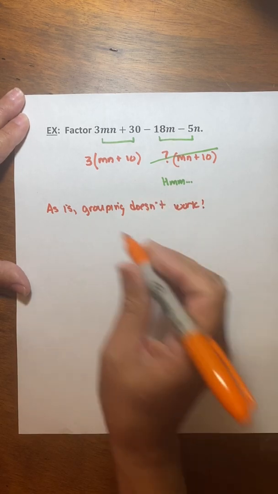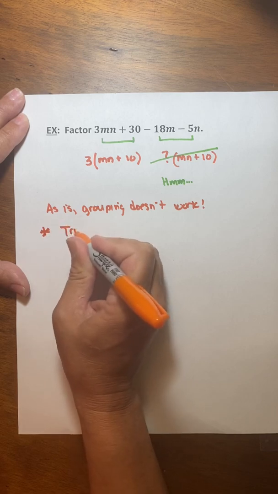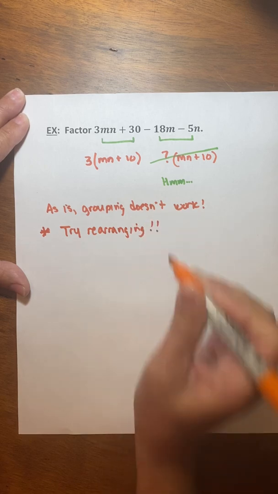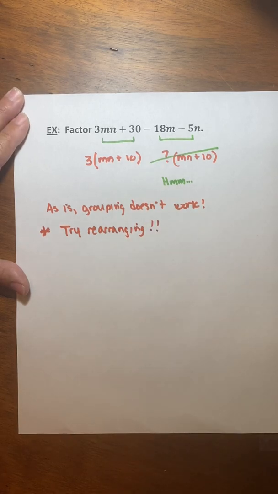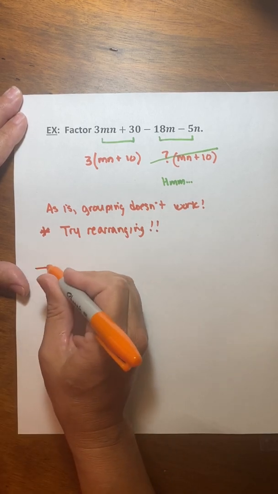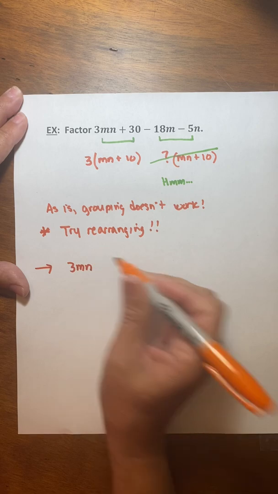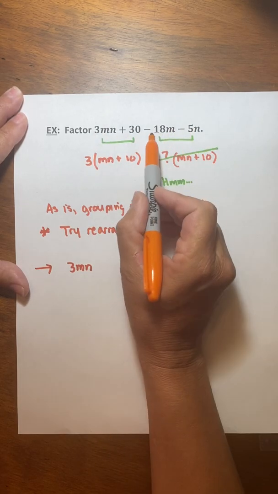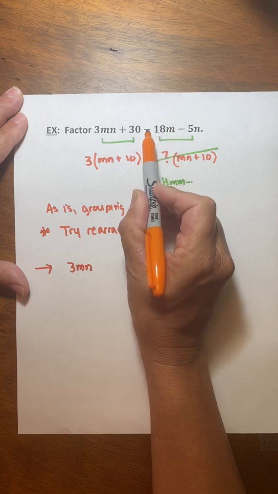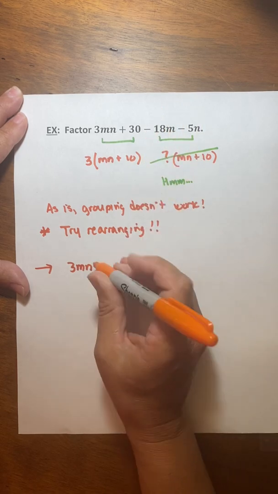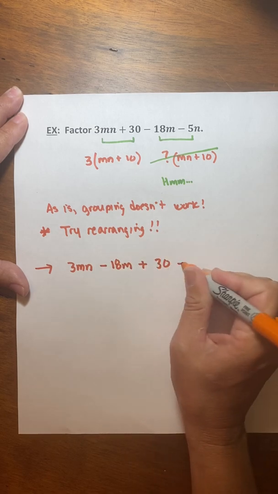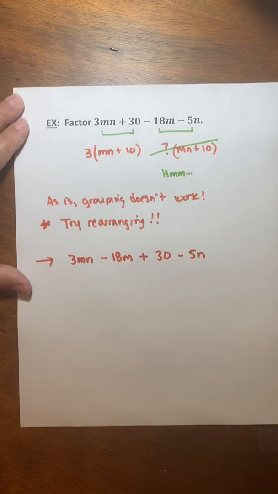Right, so we can try rearranging. If we rearrange the terms, maybe we can get this to group. So I'm going to leave the 3mn alone. And I notice 18 shares a common factor with 3, and so does m. So I'm going to take the 18m and always take along the sign to the left. So it has to be minus 18m. And then I'm going to leave the plus 30 minus 5n and see if this helps at all.